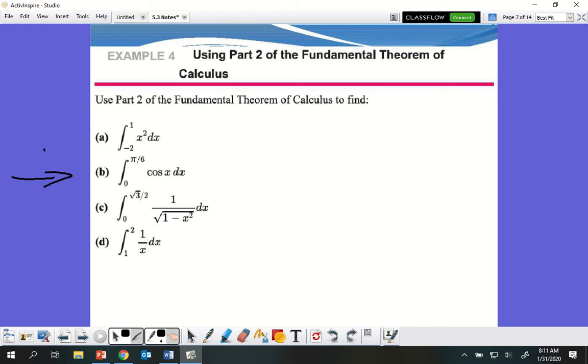Integration of cosine is going to give me positive sine. Remember, it's the antiderivative, so it goes the opposite way. So I'm going to have sine of x from 0 to pi over 6. Top minus bottom. At pi over 6, sine is 1/2, so it's 1/2 minus the bottom. Sine at 0 has no height, so that's 0. So my answer is 1/2.